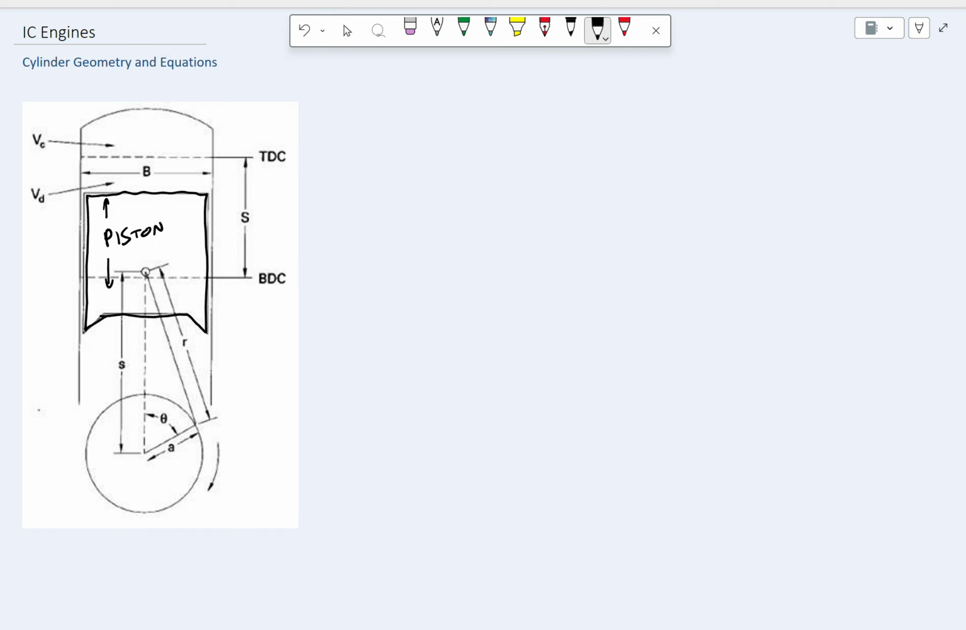So looking at all the numbers and letters on this diagram here, the one thing that we're going to look at is all the different terms, and I'm going to write out the terms and define them. So TDC is equivalent to top dead center. And what that means is essentially this is the top point at which the piston will reach when the piston is all the way at the top. Then BDC is bottom dead center.